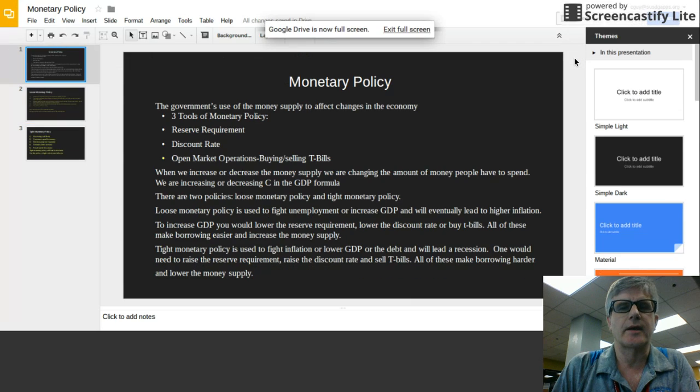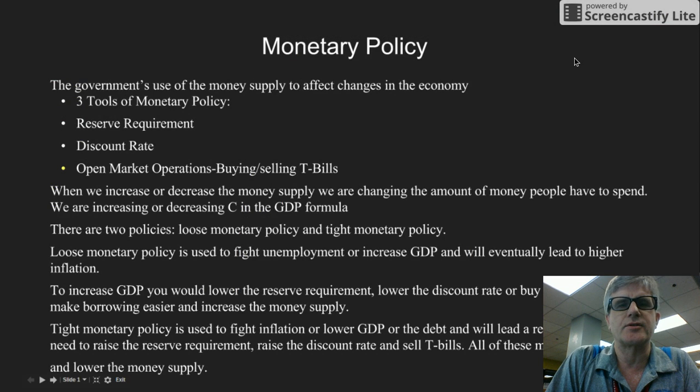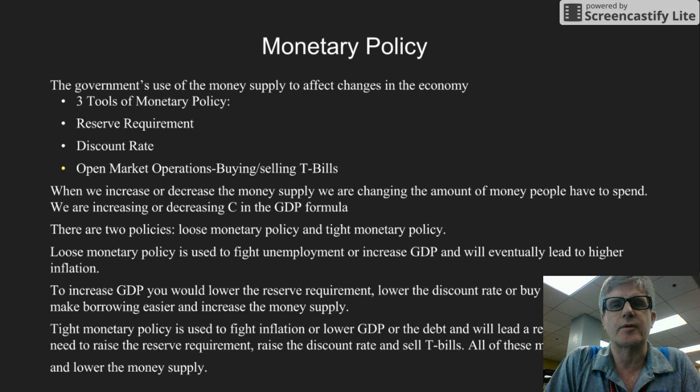Hi, this is Mr. Guy, and we're going to be talking about monetary policy and how monetary policy affects gross domestic product. And we're just going to learn basically the basics about monetary policy. There are three tools of monetary policy, and this is the reserve requirement, the discount rate, and open market operations or buying and selling T-bills. And think of a T-bill as like a big savings bond.